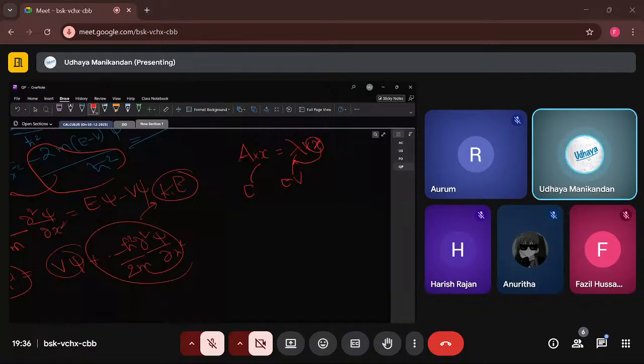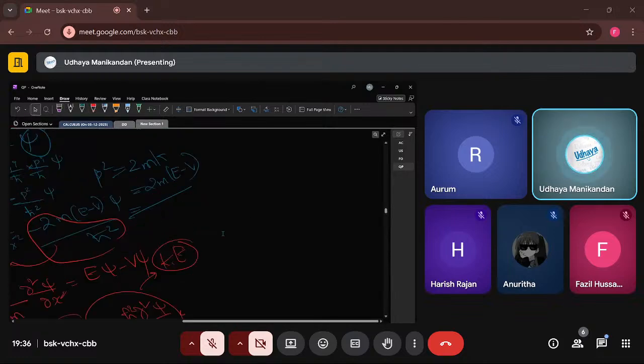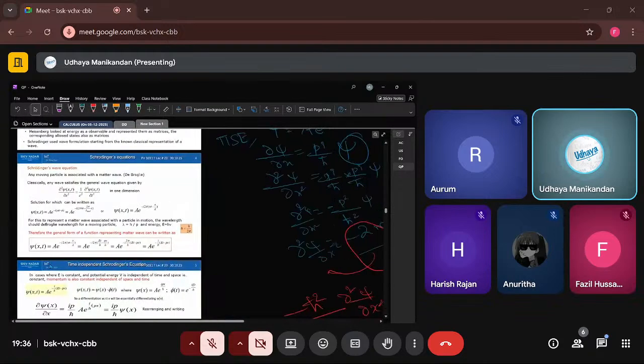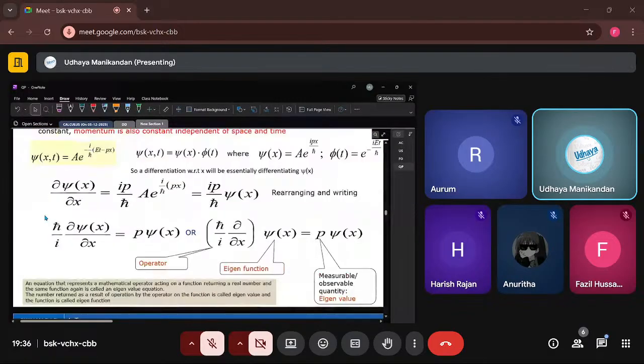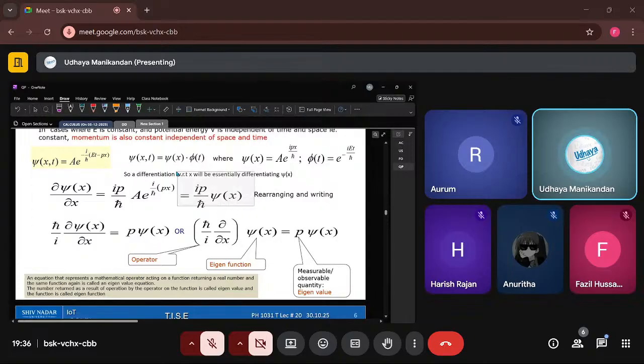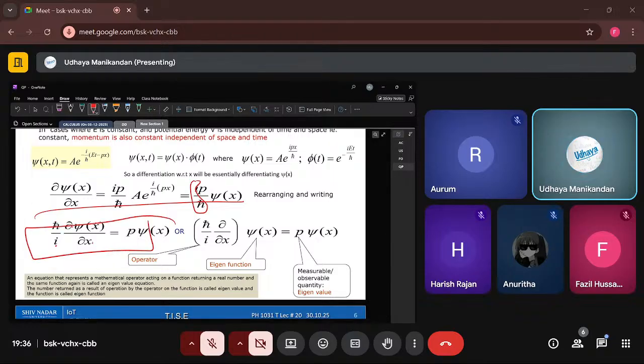A is just a matrix. In this context, why am I telling this? Okay, we'll see the slides now. We reduce the formula something like this. Initially, when we did the first-order partial derivative, we got iP/ħ times ψ(x). You can take i by p separately, so here it will be ħ/i ∂ψ/∂x is equal to pψ. Essentially, p is nothing but momentum, and ψ is just a wave function.